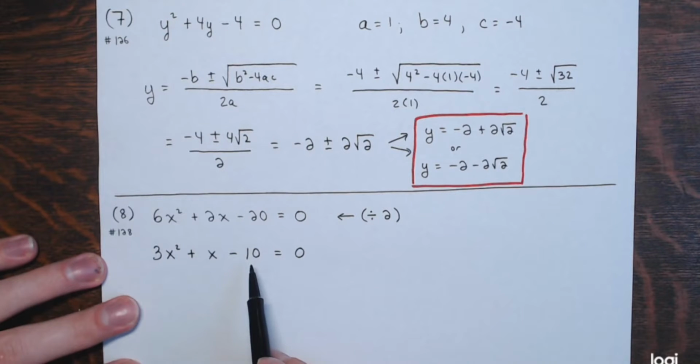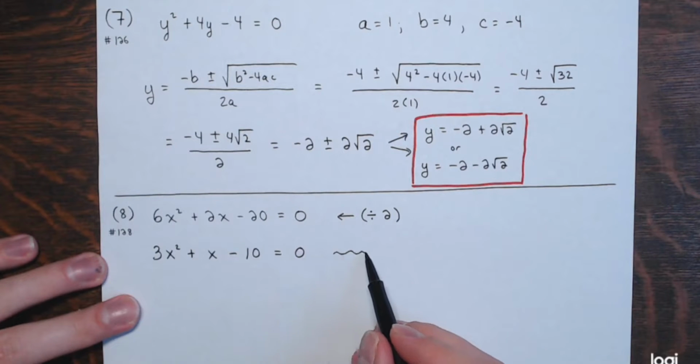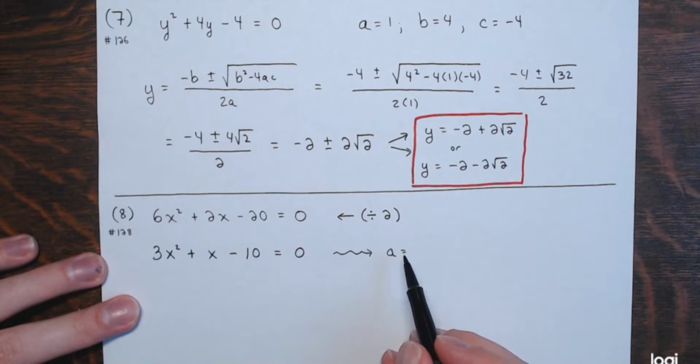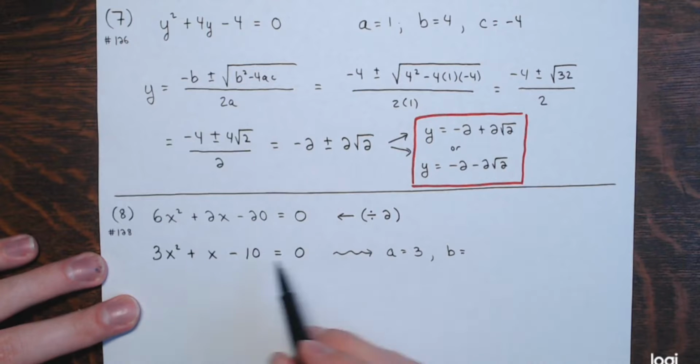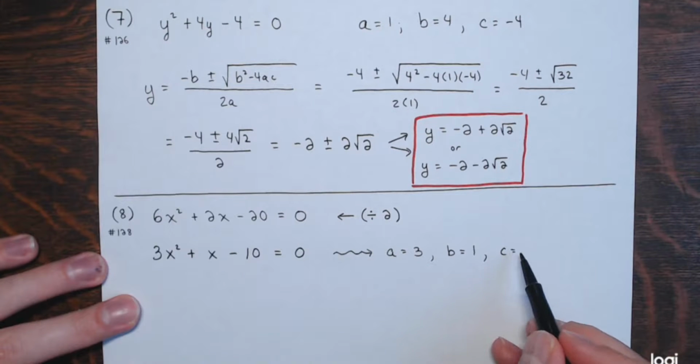All right, so now I can use the quadratic formula. A for this one is positive 3. B is positive 1. And C is negative 10.